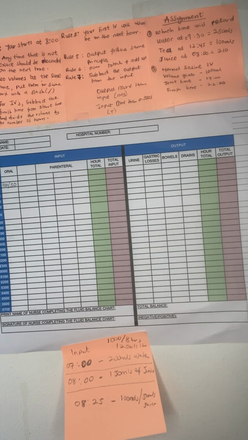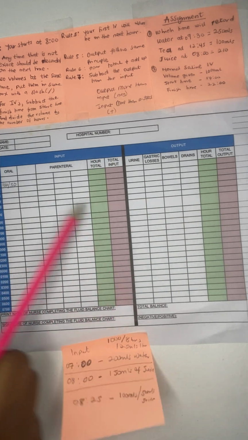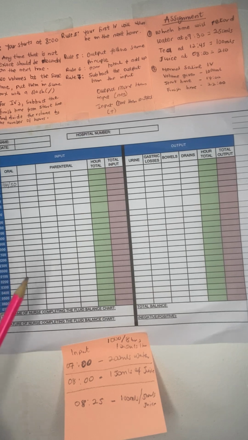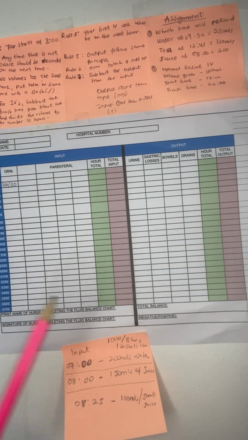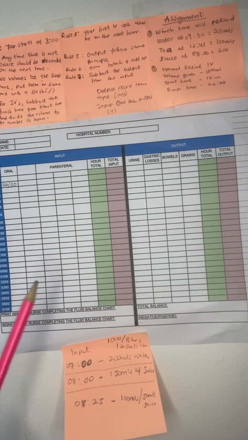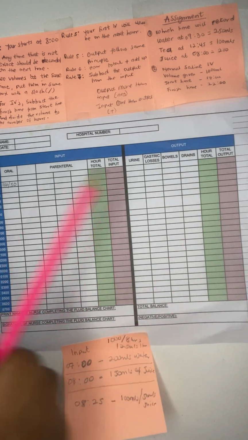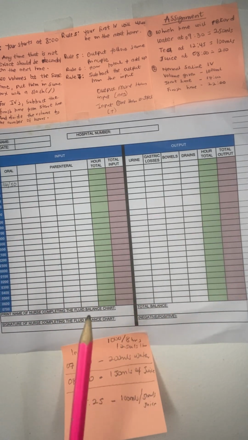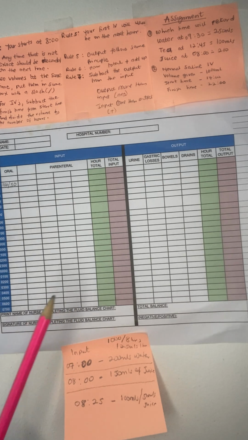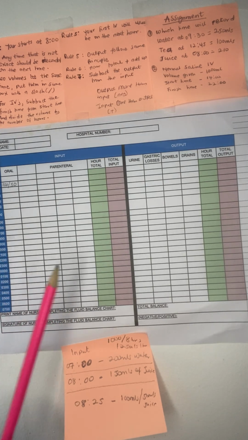Do your subtraction well, because if you don't, you get a wrong total hours and you will divide wrongly and get a wrong figure for your hourly input, and it will affect the whole thing. One serious thing about the fluid balance is if you miss out even a single figure or volume, or you make a mistake in one, it will affect the whole thing, and that's the only challenging part of it. All right, so make sure you are doing your documentations correctly.